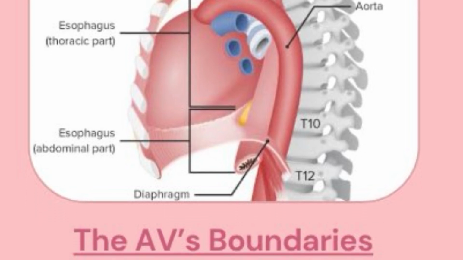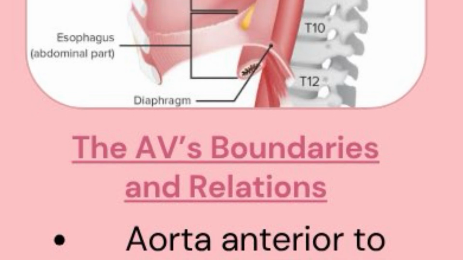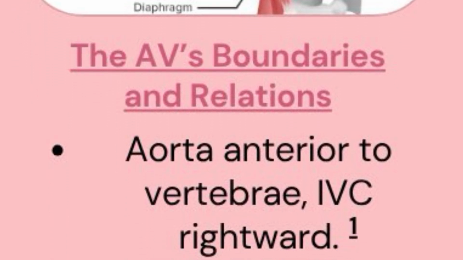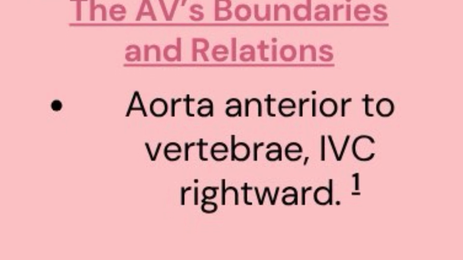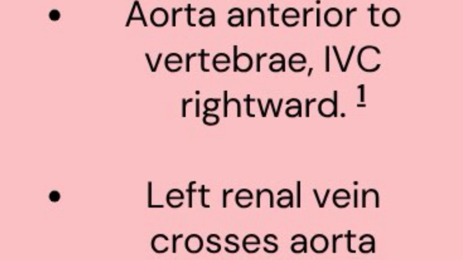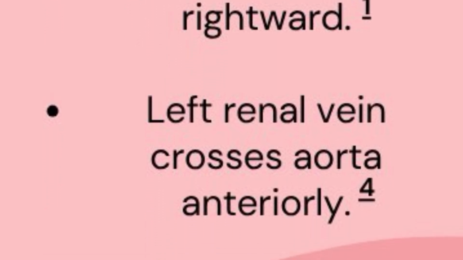The left renal vein crosses anterior to the aorta between the superior mesenteric artery and bifurcation. Both vessels are retroperitoneal, with the IVC partly behind the liver and duodenum. These relationships guide surgical approaches, ensuring safe access and minimizing complications like vascular injury during abdominal procedures.